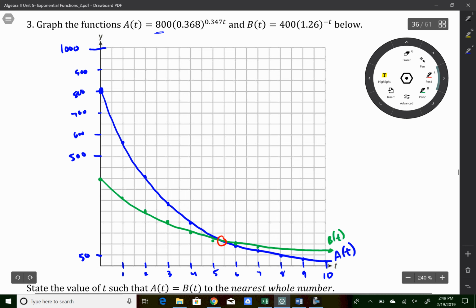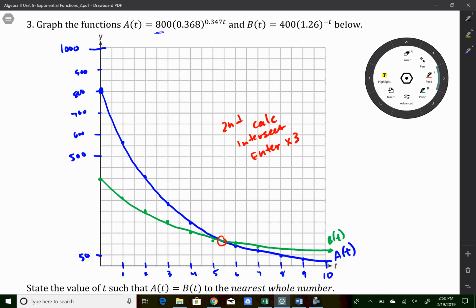So we're going to say second, calculate. We're then going to go down to option 5 for intersect, and then enter 3 times. Right? So we'll go second trace and do all of your steps here. You have to have everything graphed first. The one thing about this is you do have to have the graph actually showing. You can't just start hitting enter and all that stuff.